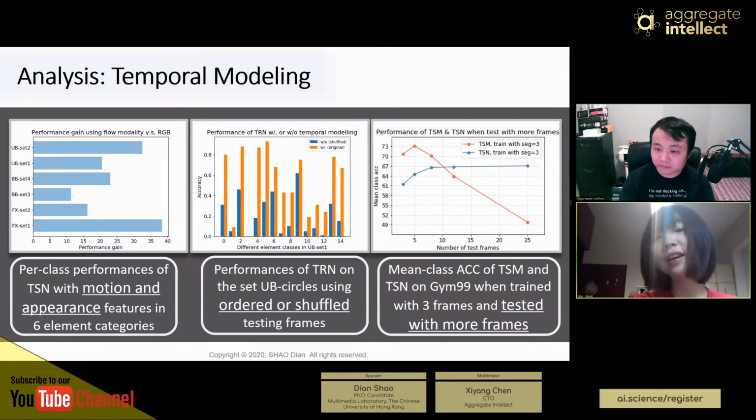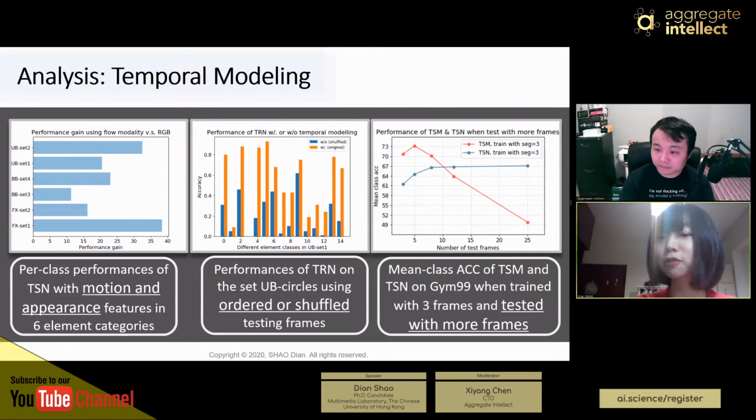You can note that the blue line represents the performance of TSN. TSN maintains its performance. So why? Because TSN does not have a very complex module to model the temporal dynamics. It just adopts average pooling. So all the frame features are averaged, and it will not be affected by the number of testing frames.